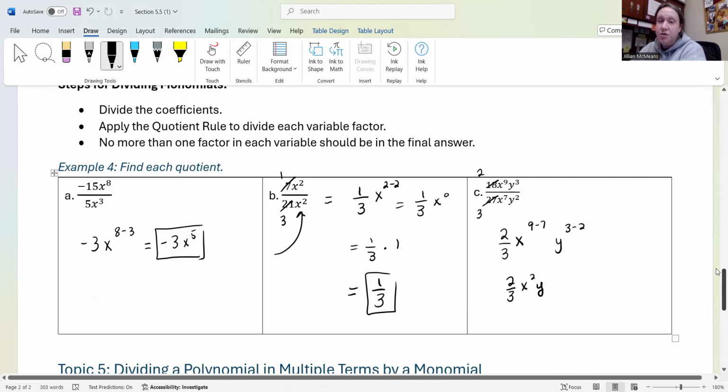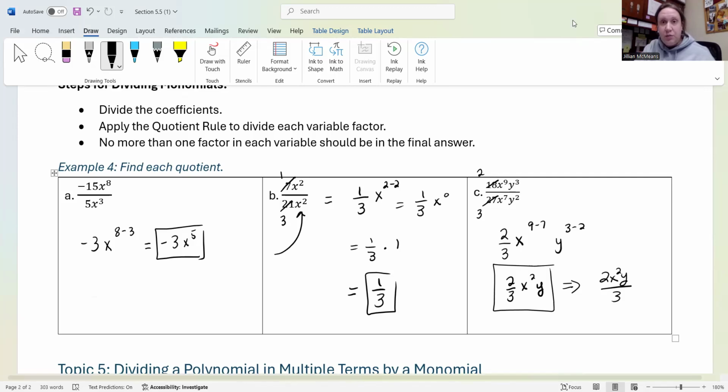Okay, now you could also just acknowledge the 7 x's in the denominator cancel 7 of the 9 in the numerator, leaving me with 2. And then the 2 y's in the denominator cancel 2 of the 3 in the numerator, leaving me just 1. But if you do that, just know that behind the scenes, you're doing the quotient rule. You could also see this written out as 2x squared y over 3. They're exactly the same thing. It just depends on preference with how you would write out your final answer. All right. So make sure you get some practice with dividing monomials.